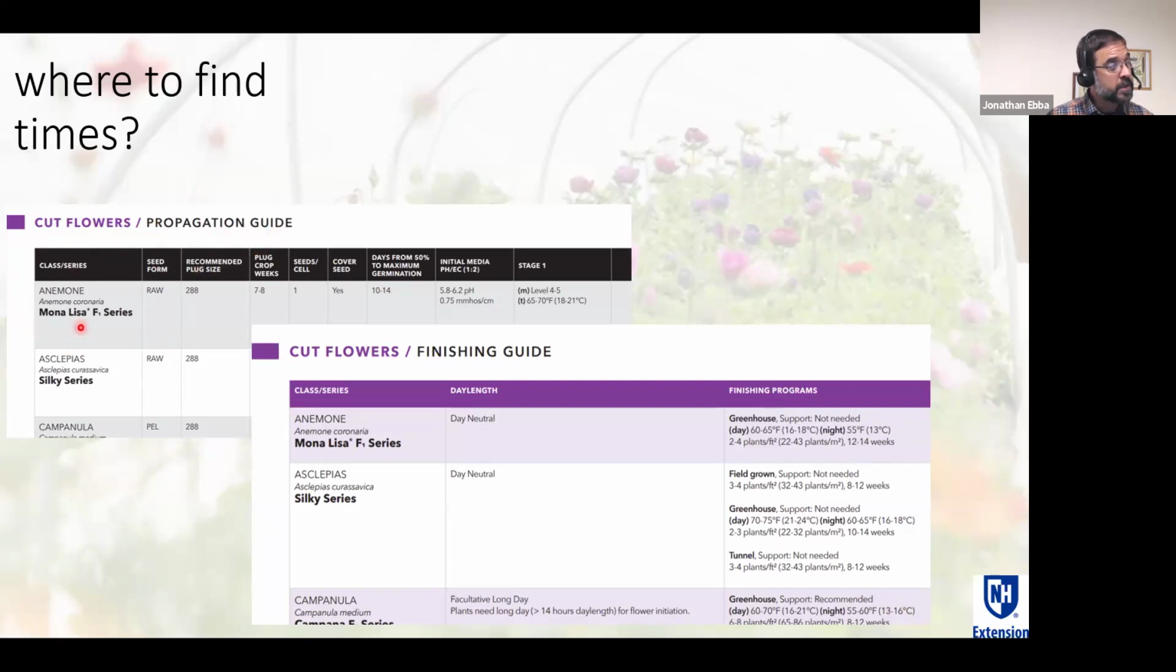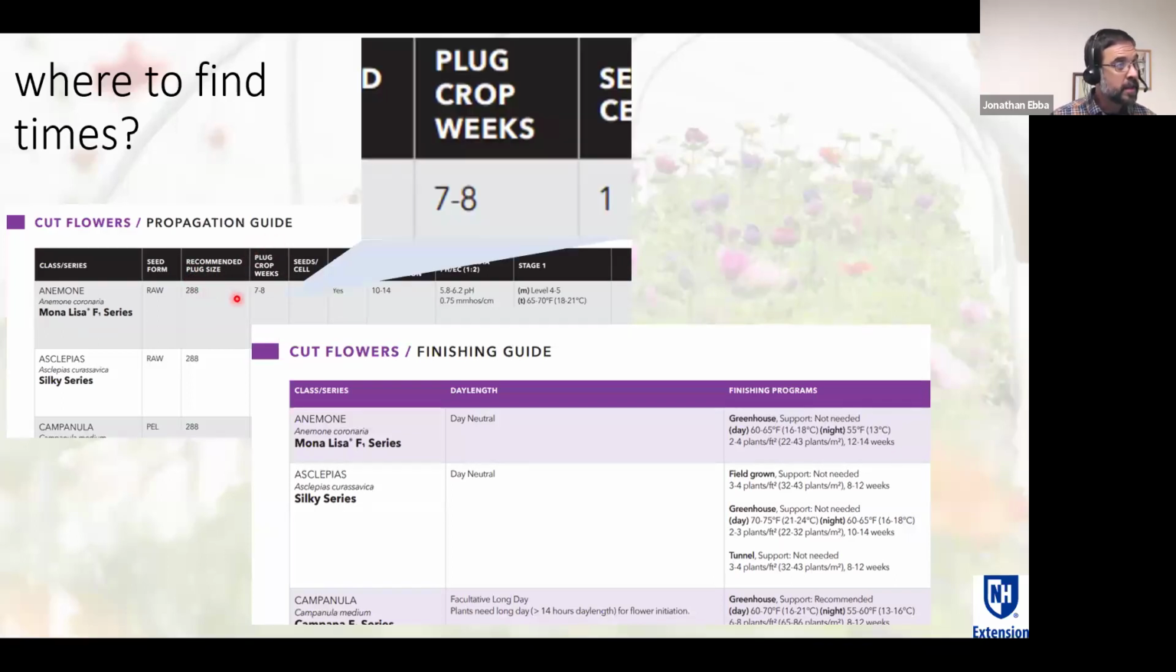And if we look here, we see anemone, Mona Lisa series, what size plug they recommend. And then right here, plug crop weeks. I blew it up here. How many weeks do we expect from when you sow that seed to when you have a pullable plug? Right? So that's one piece of data that we're going to need to use in our scheduling.